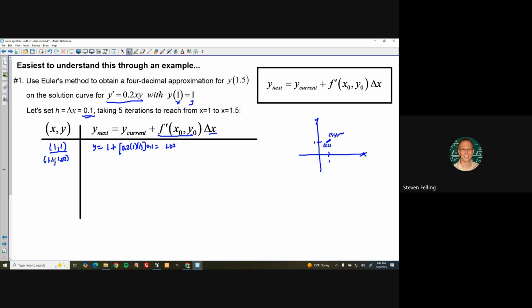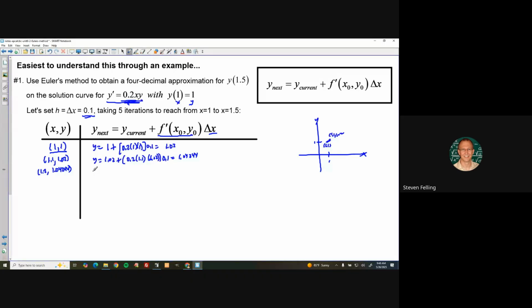So the same procedure, but now I'm using 1.1 for x and 1.02 for y. So the next y is going to be the current y of 1.02 plus the derivative, which is 0.2 times the x, which is 1.1, times the y, which is 1.02, and then all of that times the delta x, which is 0.1. That gives me 1.04244. Right, so when I move up to 1.2, I'm at a y of 1.04244. And you want to try to keep all of the decimal places here because little tiny errors can get bigger and bigger as you keep using the results of everything.